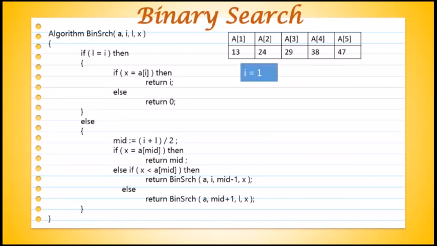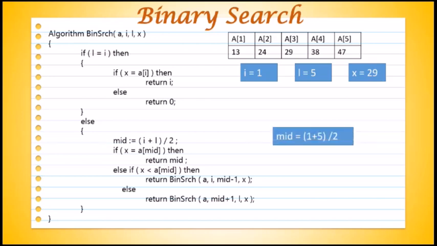So now we will take the same values and we will search another element. So I is 1, L is 5, and the searching element is 29. So again we will check whether L is equal to I. No, this condition is false. That means we will execute the else part. So here we will calculate the mid value. So mid will be 3. So now we will check whether x is equal to a of mid. So the value of x is 29.